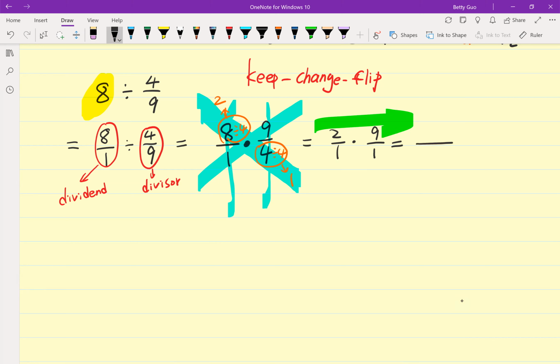Top times top, 2 times 9, 18. Bottom times bottom, 1 times 1 is 1. 18 over 1 is just the whole number 18, right? That's how we process a division of two fractions. Firstly, we need to keep, change, flip. And then we apply the rules for multiplying two fractions. Vertical, vertical, diagonal, diagonal, multiply across.